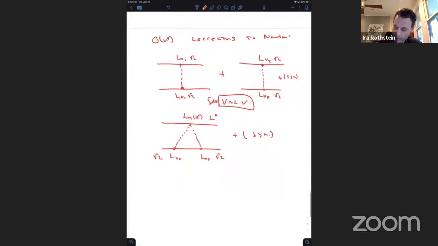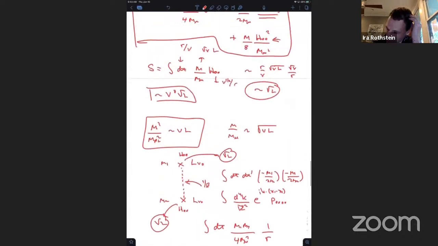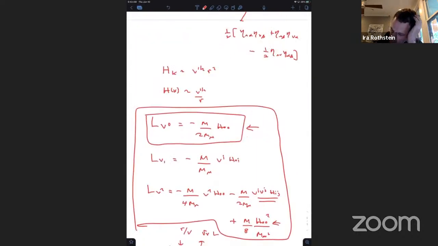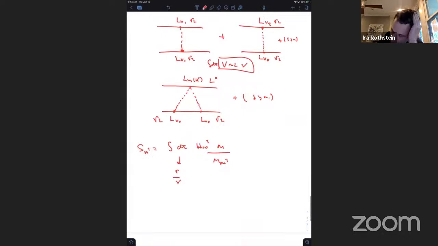So let's look at how these guys scale. We've got dt h00 squared m over m Planck squared, for instance. That's one of the terms. The other terms will scale in the same way. We said dt scales like r over v, and h00 in coordinate space scales as root v over r. So we get a v over r squared. Then we get an m over m Planck, and then a residual 1 over m Planck.